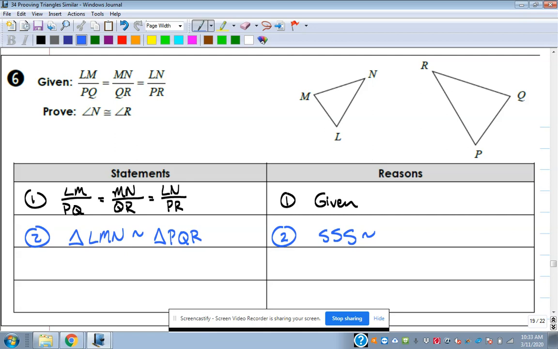What's all congruent? Both the triangles. No. The angles are congruent. The sides are not. They're proportional. So that lets us take step 3 and get the angle that we want. Angle N congruent to angle R. I got that, I didn't know what the reason was. Well, what are these here? They're corresponding parts, right? They're corresponding parts of similar triangles.